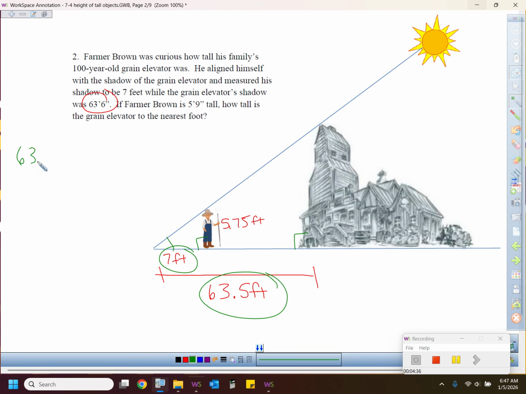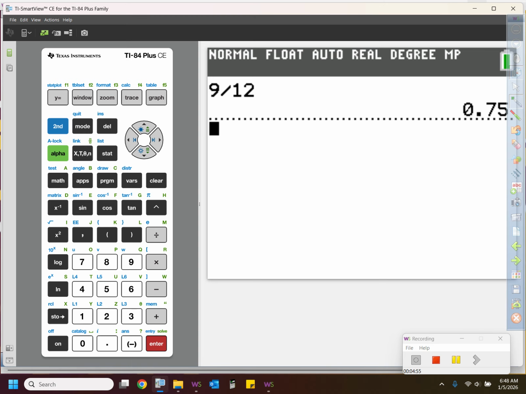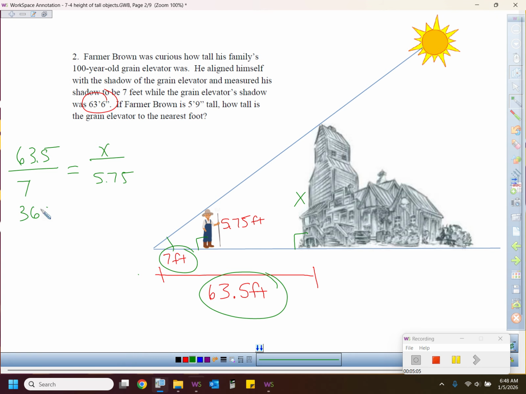So 63.5 over 7 is going to be proportional to, I'm looking for the height of that grain elevator right there, so that's going to be x over 5.75. And we solve with cross multiplication. 63.5 times 5.75 gives us 365.125, and that's going to equal 7x.